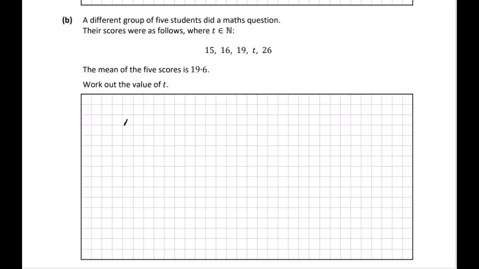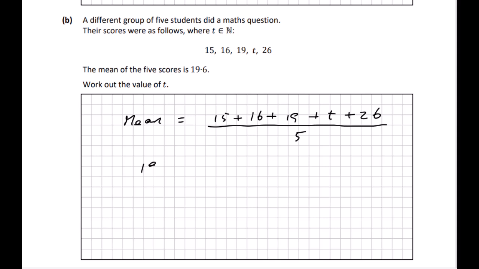So to work out the mean, we've got to add all these up. So it's 15 plus 16 plus 19 plus T plus 26. We've got to divide it by 1, 2, 3, 4, 5 numbers. And we're told when we do this that the mean is 19.6. So when you add up 15 plus 16 plus 19 plus 26, that gives you 76.